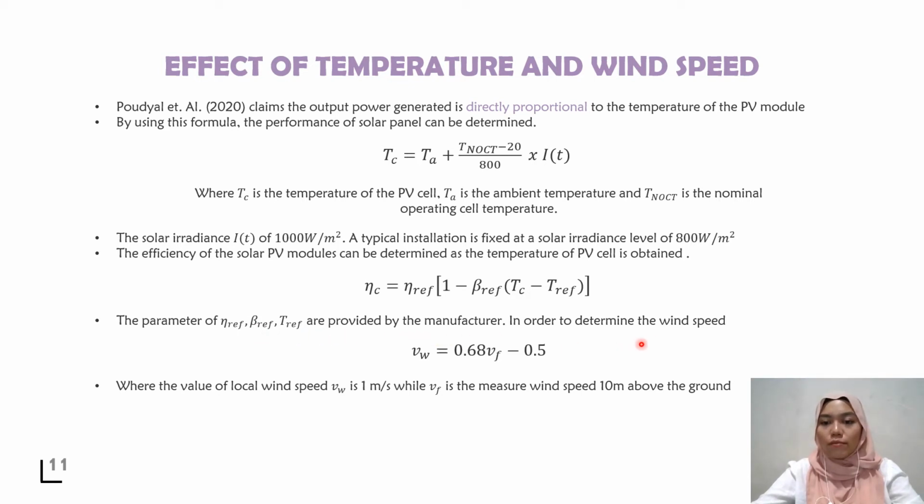In order to determine the wind speed, this is the formula, where the value of a local wind speed is 1 meter per second, while V velocity F is the measured wind speed 10 meters above the ground.